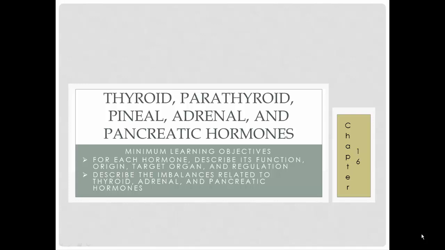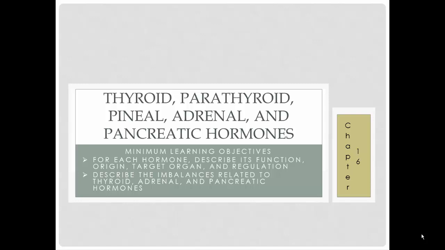In this video lecture, we're going to look at the hormones, the endocrine system, many of which are controlled by the anterior pituitary and then indirectly by the hypothalamus. Now, for each hormone, pay particular attention to its function, the organ that secretes it, the organ that it acts upon, or its target organ, and then, of course, how it's regulated.